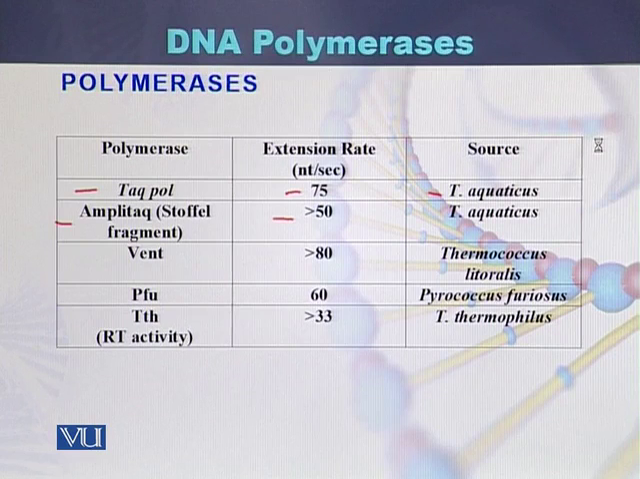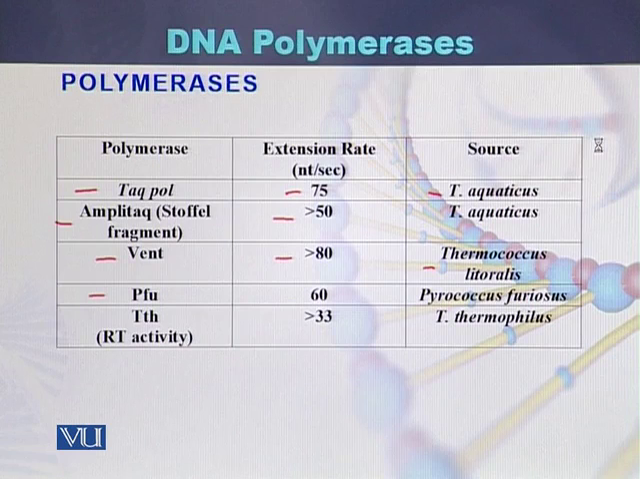The third type of the DNA polymerase is called Vent, and its extension rate is approximately 80 nucleotides per second, and this DNA polymerase was purified from Thermococcus litoralis. The fourth type of the polymerase is called Pfu, and its extension rate is 60 nucleotides per second, and this polymerase was purified from Pyrococcus furiosus.